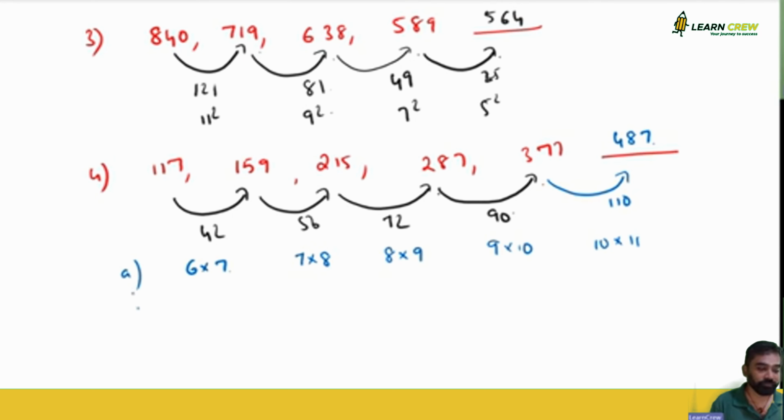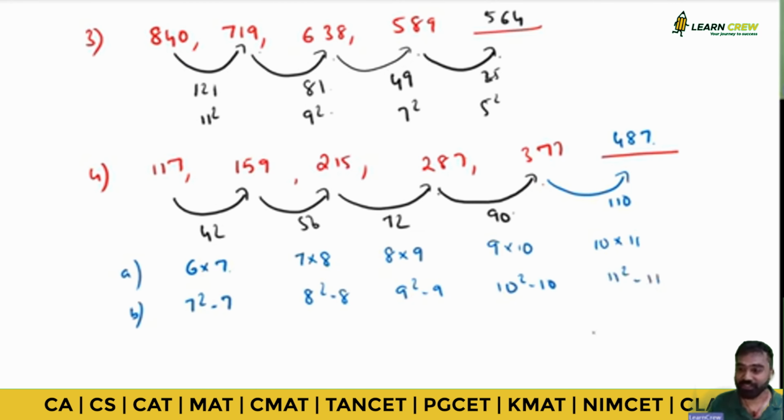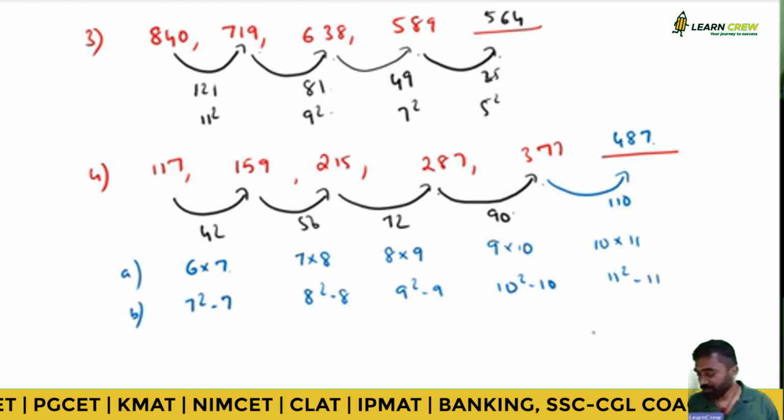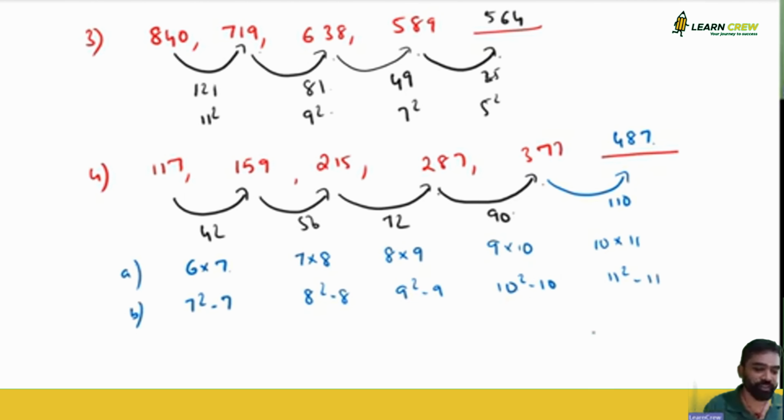Or 7 square minus 7, 8 square minus 8, 9 square minus 9, 10 square minus 10, 11 square minus 11. Differentiating with the same. Fine. Good. Identify the different methods here, that will help you. For double difference, obviously it is going to be 14, then 28, so it is a multiple of 14. You can easily find it. Fine. Clear or any doubts?